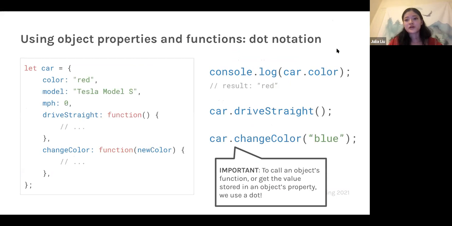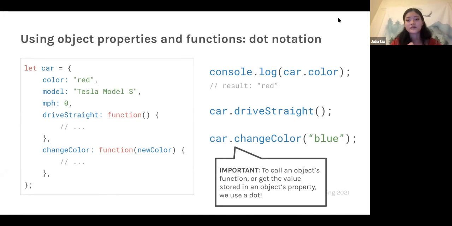Moving on to dot notation. So now that we created an object in JavaScript, how do we get the property or the function of that object? That's where dot notation comes in. On the left, you see we have the car from before, and we want to, for example, get the color of the car. So how do we do that?